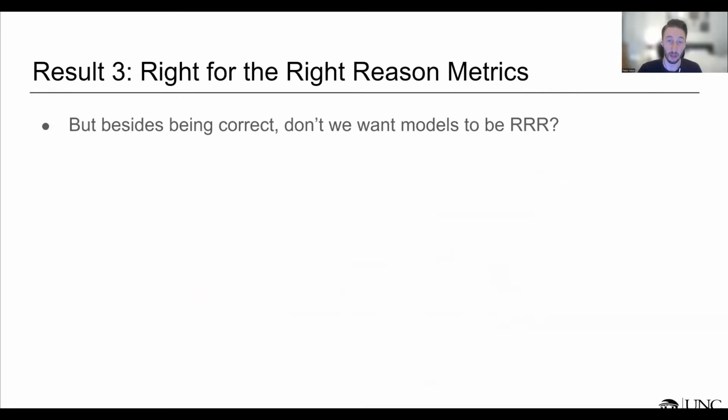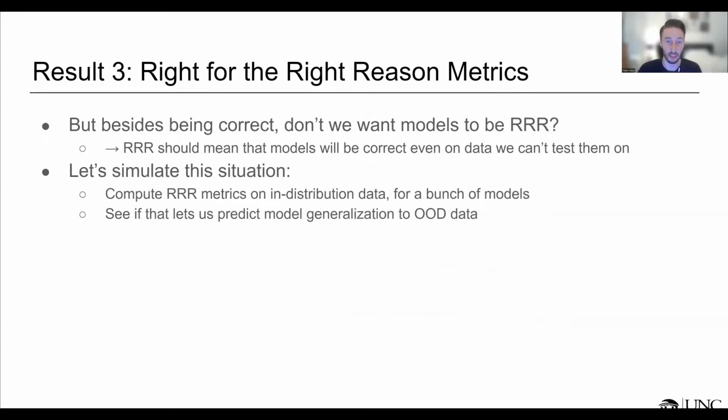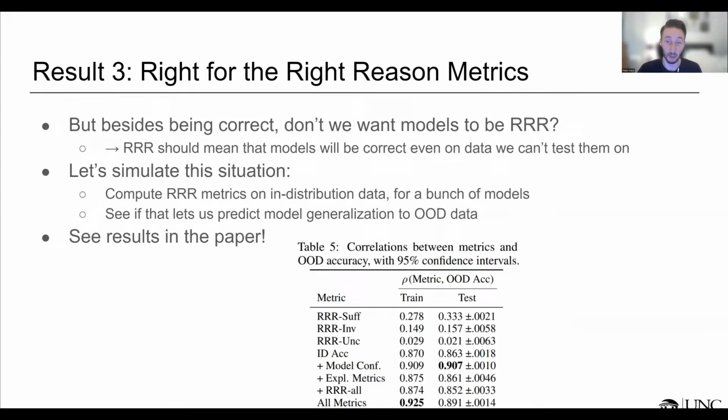We also further investigate right for the right reason metrics. One motivation for models being right for the right reasons is that this could improve our confidence that models will behave correctly on data that we can't test them on. We simulate this situation by computing right for the right reason metrics on in-distribution data and seeing how well they predict out-of-distribution accuracy. For the full results, we refer you to the paper, but the main negative result we observe is that these right for the right reason metrics do not actually correlate well with out-of-distribution accuracy, which is a surprising negative result for these metrics.